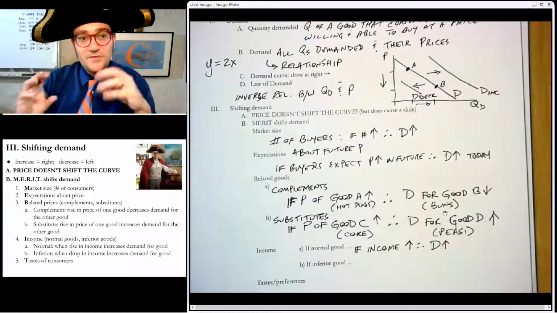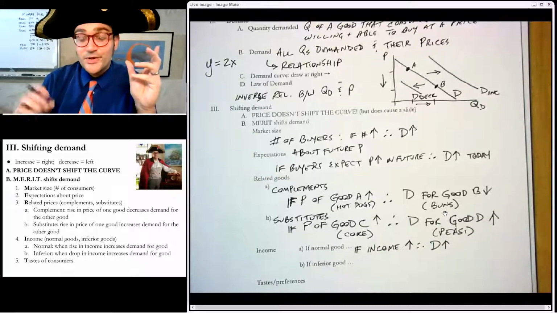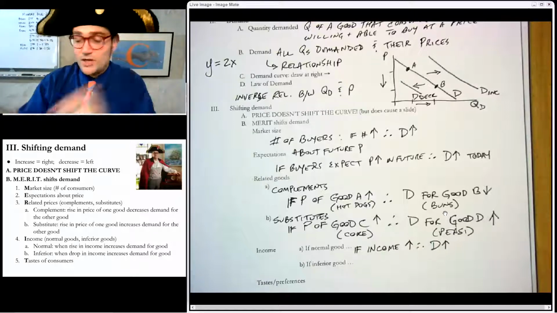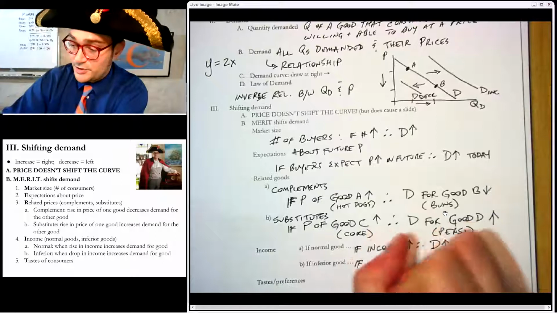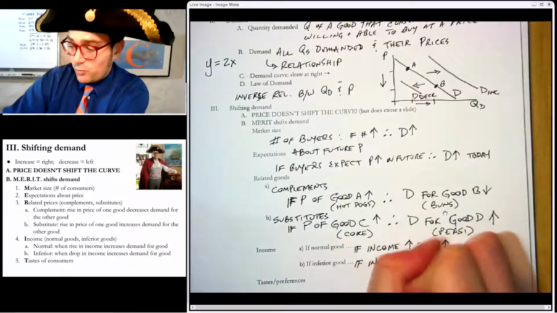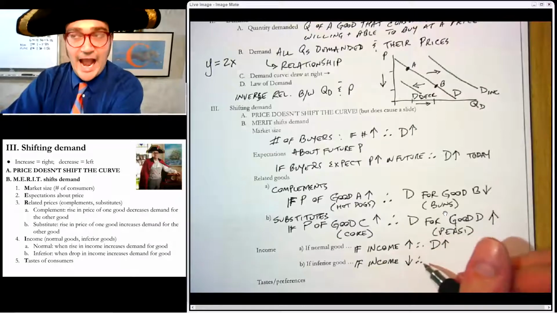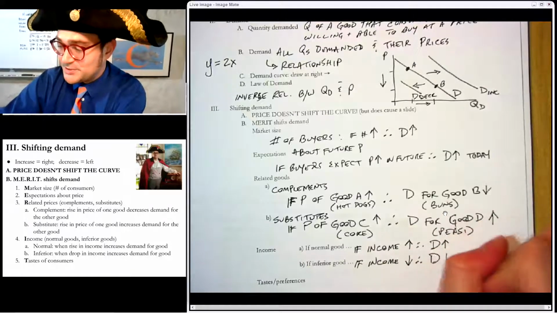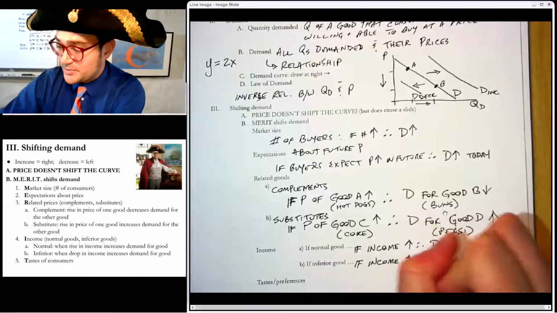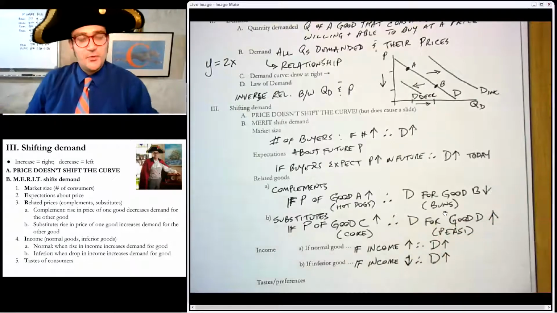Now, there are a certain set of goods where if your income goes up, the demand for them starts to fall. And those are called inferior goods. It doesn't refer to the quality of the good. It can be a perfectly good good. If your income goes down, then your demand goes up for it.